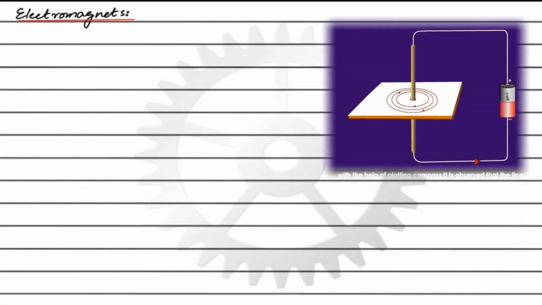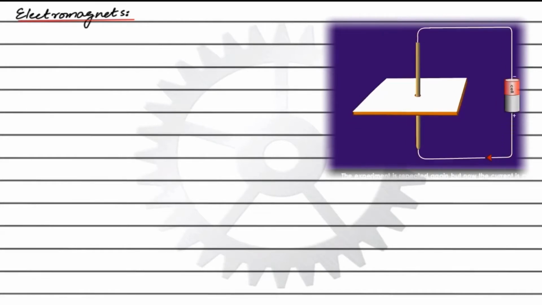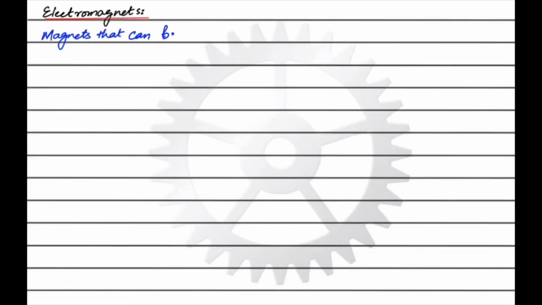Around every current carrying conductor, there is magnetic field. The strength and direction of this magnetic field is dependent upon the magnitude of current and the direction. If current increases, the magnetic field strength increases. If the direction of the current is reversed, magnetic field direction is reversed. If there is no current flowing through the conductor, there will be no magnetic field around it. So electromagnets are magnets that can be turned on or off by switching current on or off.